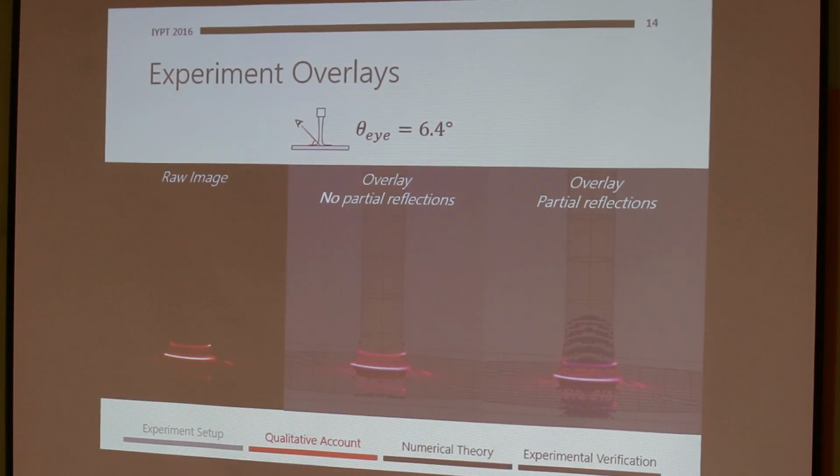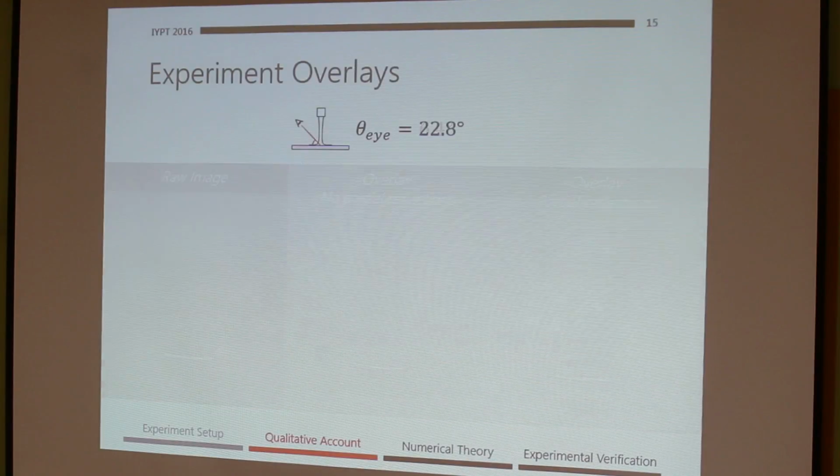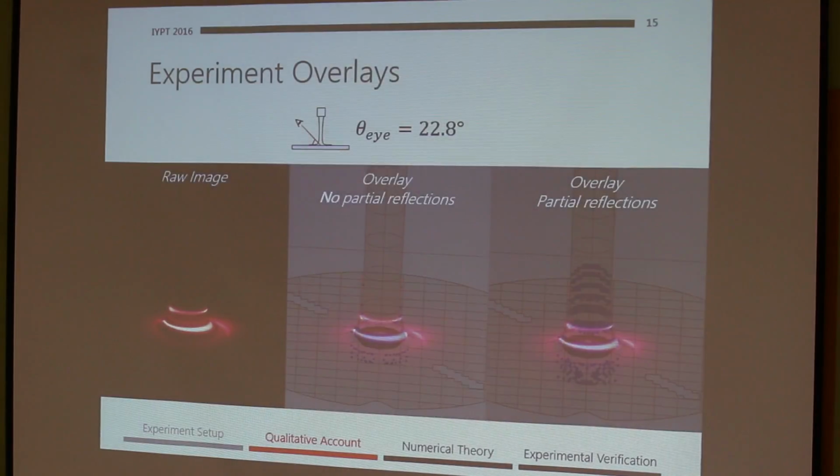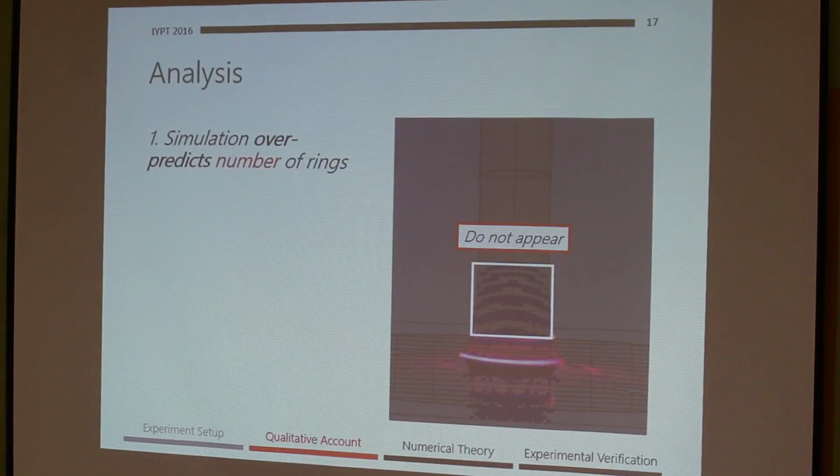We can see that the position of the primary rings has been quite accurately predicted by our preliminary simulation. Here is another set of data for a different camera angle, and we see that the positions of the primary rings have been predicted rather well. However, there are some flaws with our preliminary simulation.